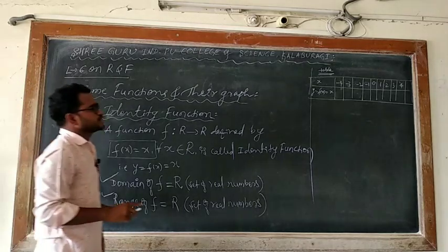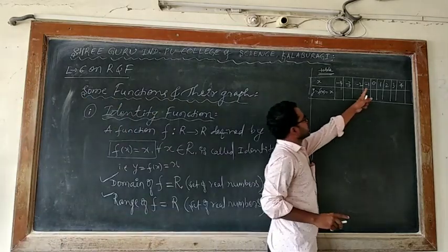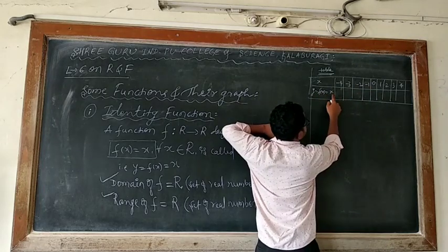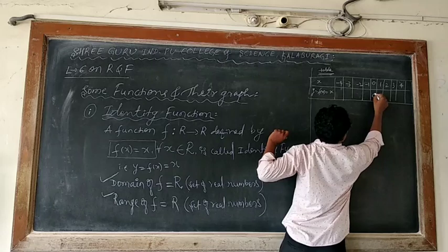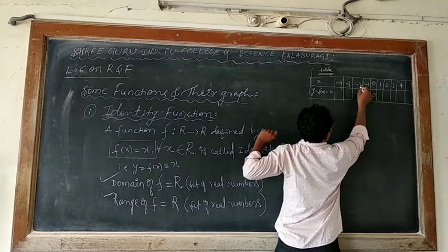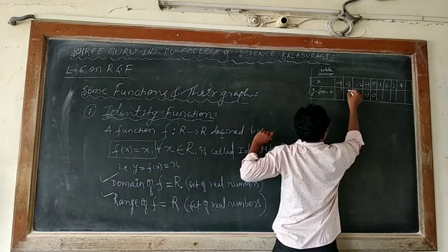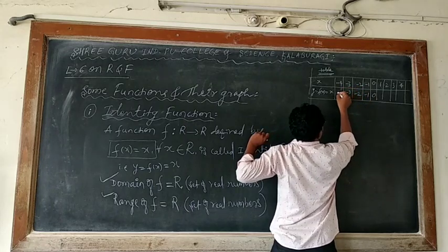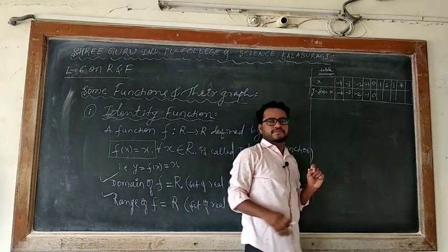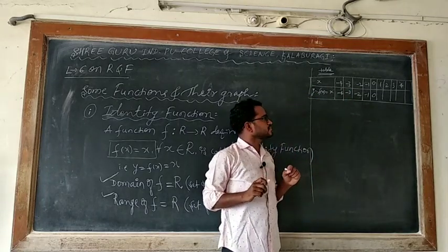When x is 0, y is also 0. X is minus 1, y is also minus 1. X is minus 2, y is also minus 2. X is minus 3, y is also minus 3. X is minus 4, y is also minus 4. And you can take still more numbers, you will get the same.